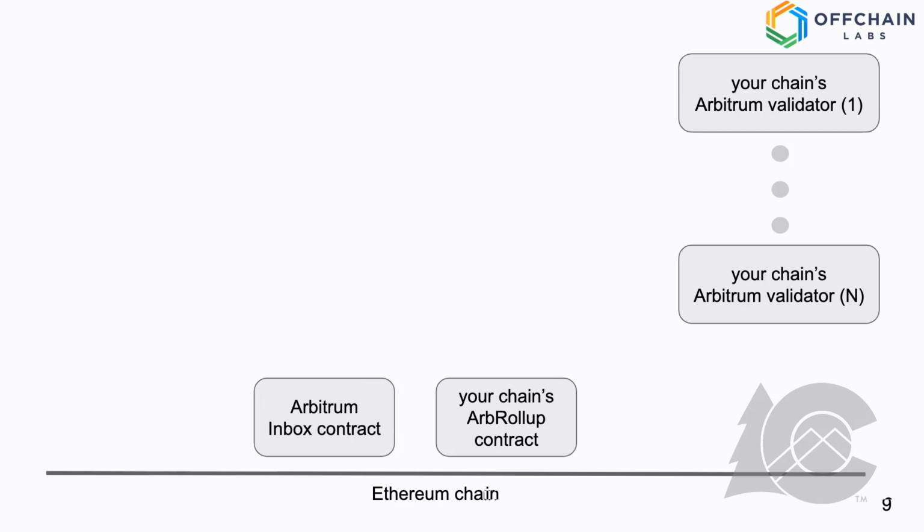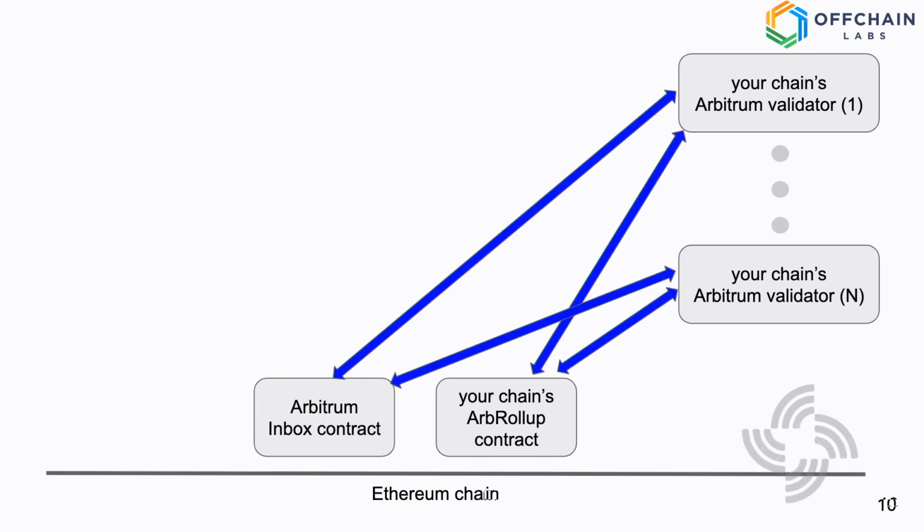So whoever starts up those validators, those validators are responsible for pushing the state of the chain forward and for calling each other out if some other validator is lying. So the validators interact with those on-chain contracts in the normal way.